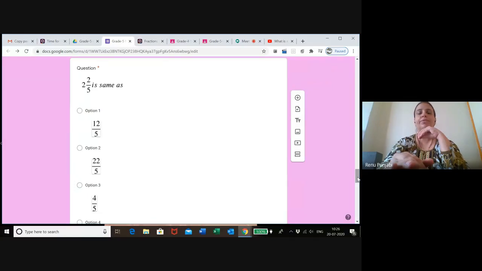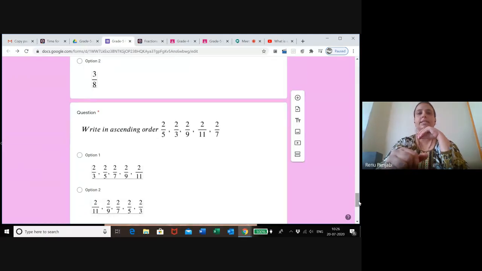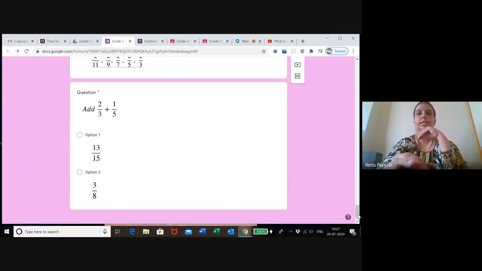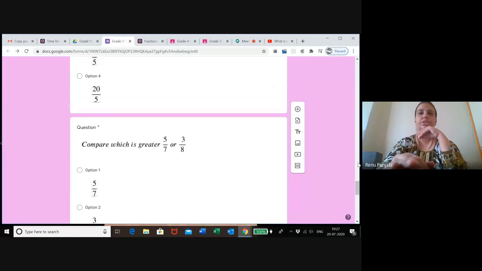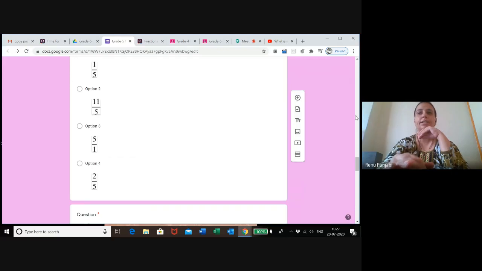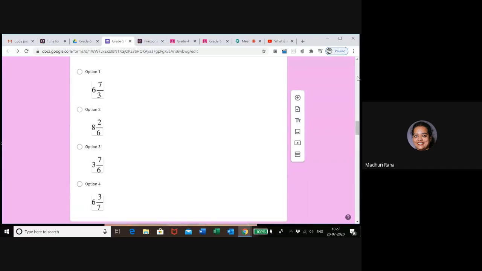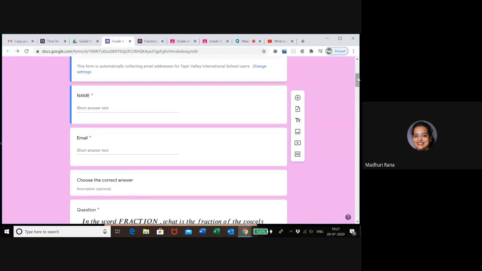2 whole number 2 upon 5 is the same as which fraction? Compare which is greater, 5 upon 7 or 3 upon 8. Write in ascending order. So you have to click any one option which is in ascending order. And then at the last, you have to add these fractions. Please do it with patience, with the proper method, solve it, and then click on the right option. Don't be in a hurry. You have time. Just type done when you have finished. Do not type anything in the chat box except done.